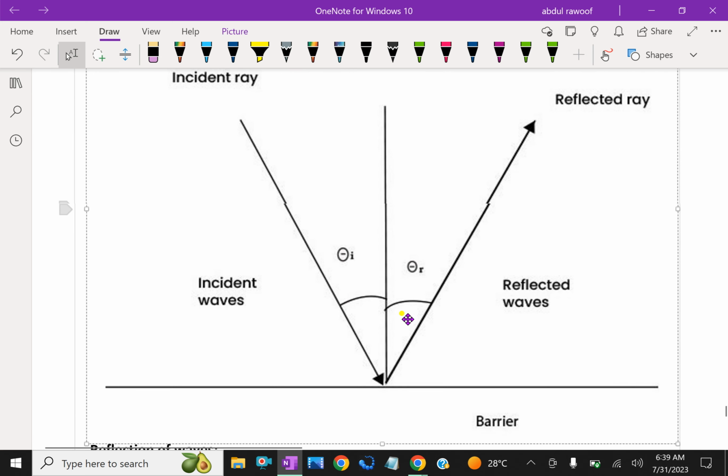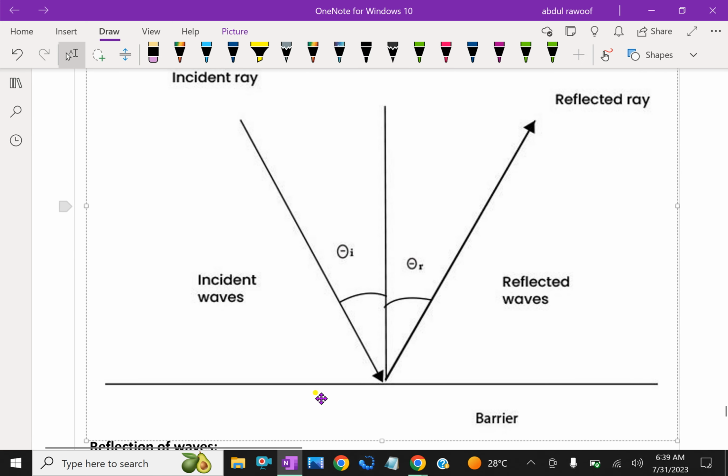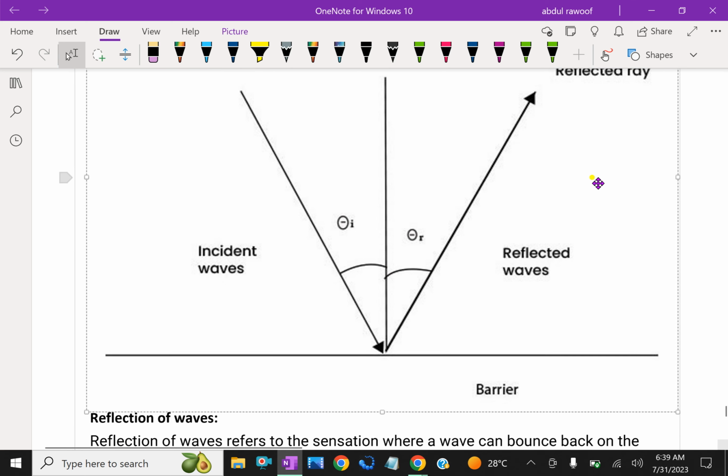Look at here, this is the incident ray, this is a hard boundary, and this is the reflected ray at the same angle with respect to the center axis. This is the incident ray and this is the reflected ray.